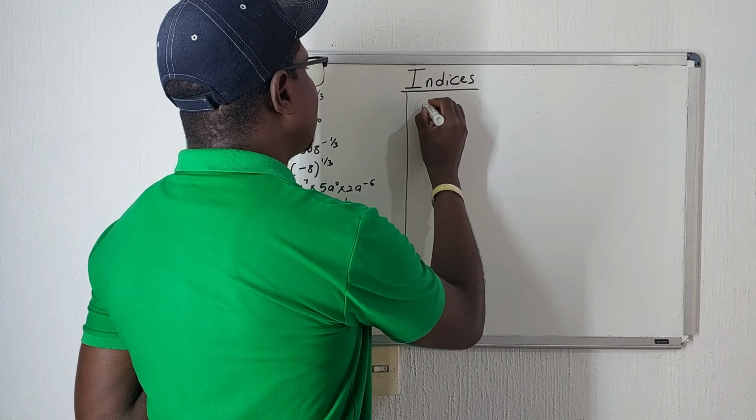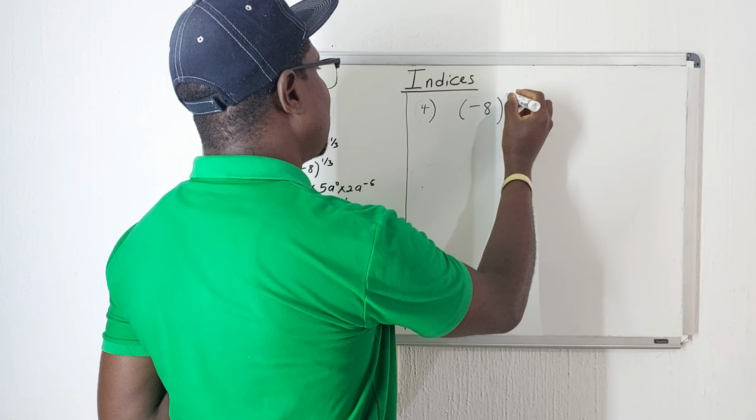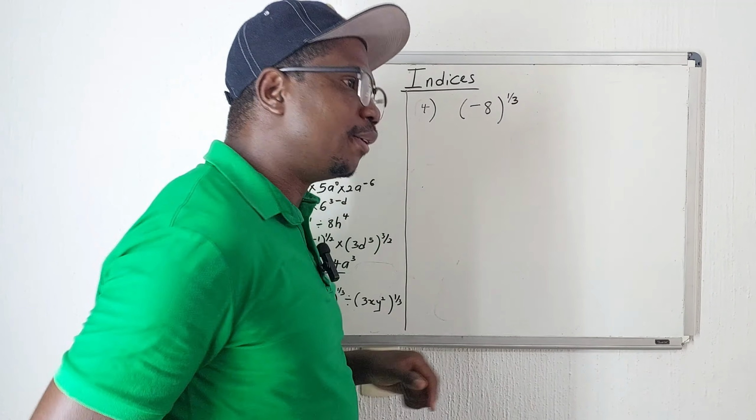We'll go to number 4. We have minus 8 to the power of 1 over 3.